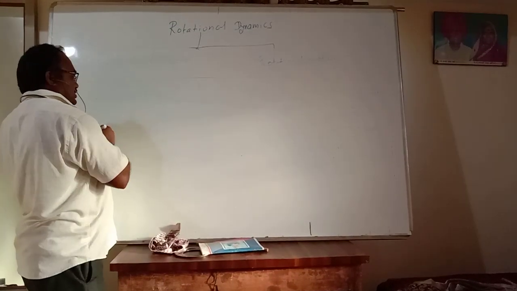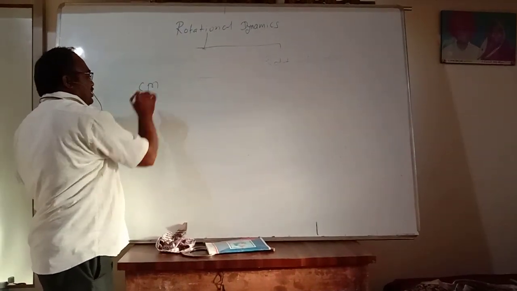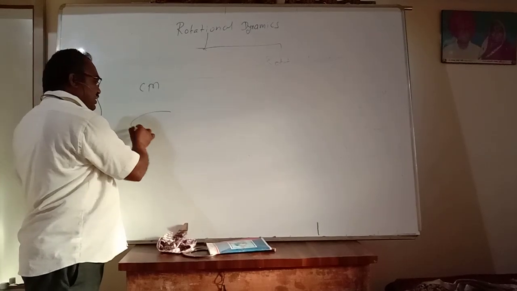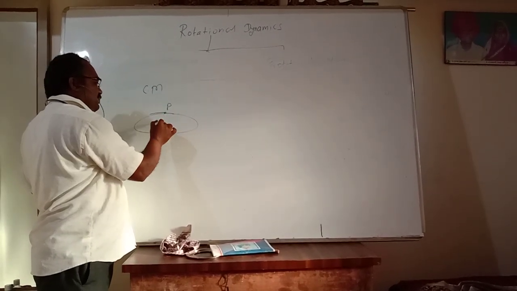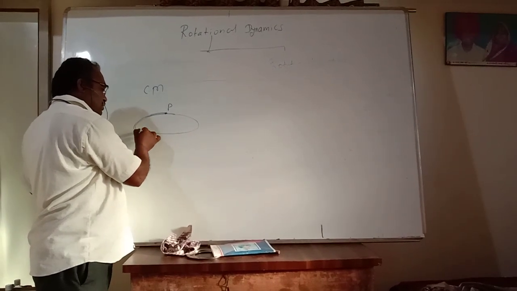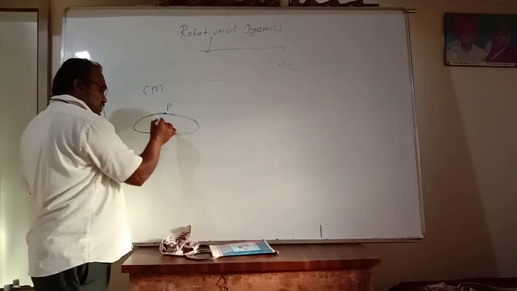First we will see circular motion. This is circular motion of the particle along the circumference of a circle. Suppose P is the position of the particle and the particle is moving along this circumference, then it is performing circular motion.